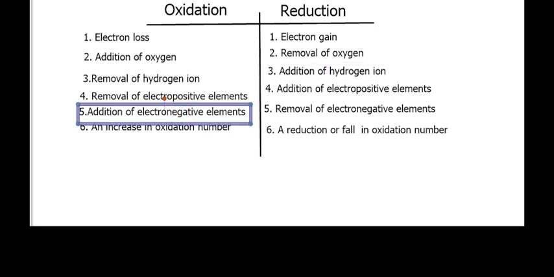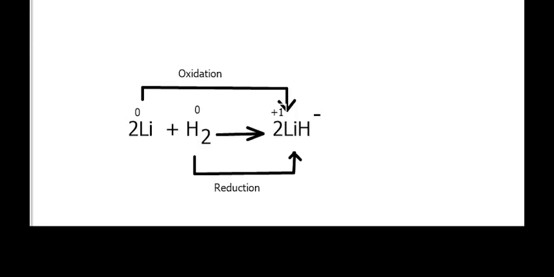The addition of an electronegative element is termed oxidation. So according to this reaction, the difference between lithium on the reactant side and lithium on the product side is that on the product side, an electronegative element, which is the hydride ion, has been added. Here the hydrogen is acting as a halogen, so it is said to be hydride and not hydrogen ion. So the addition of this hydride ion is termed oxidation.